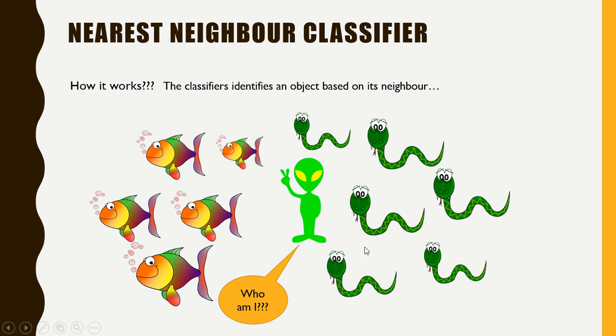So let's go ahead and see another neighbor, and it turns out that its nearest neighbors include two snakes and a fish. And going in this way, its four nearest neighbors include three snakes and one fish. So based on this data that we discovered right now, since three of its four neighbors are snakes and one of them is a fish, this object is probably a snake and not a fish. So this is the basic idea of the nearest neighbor classifier.